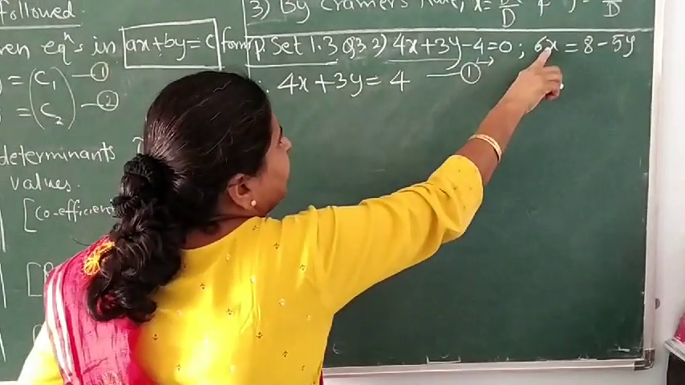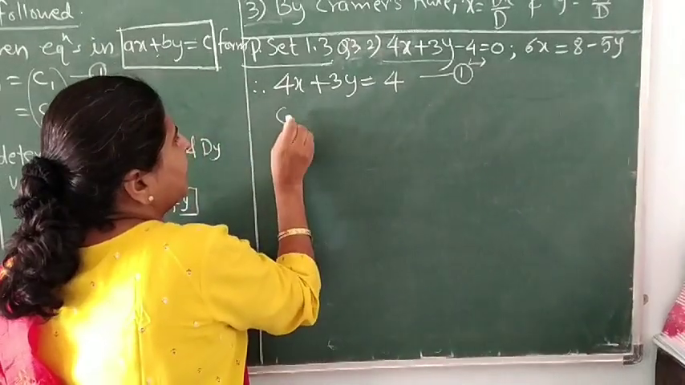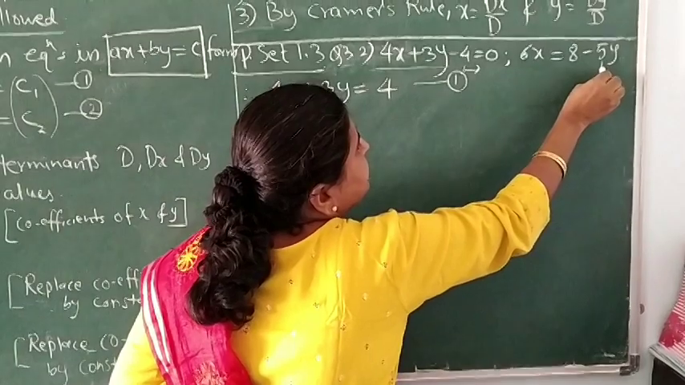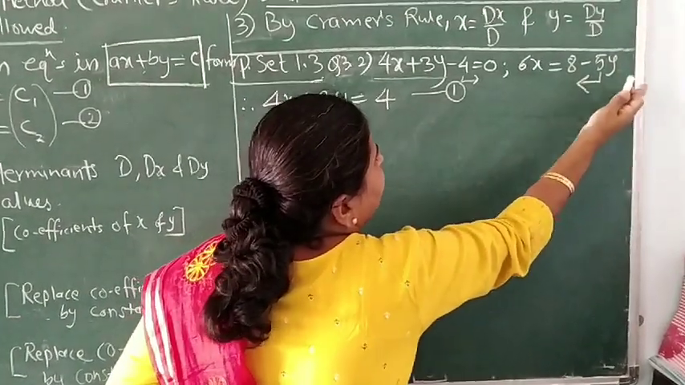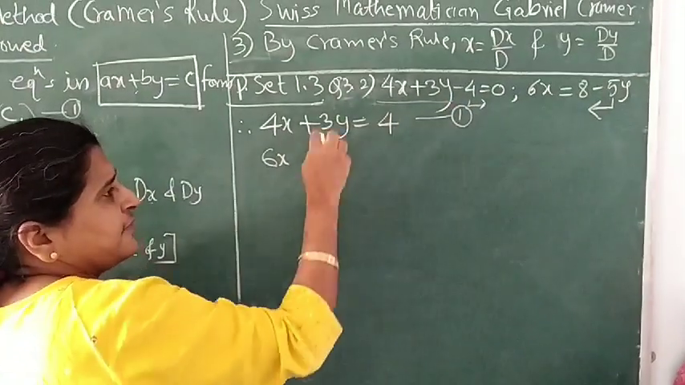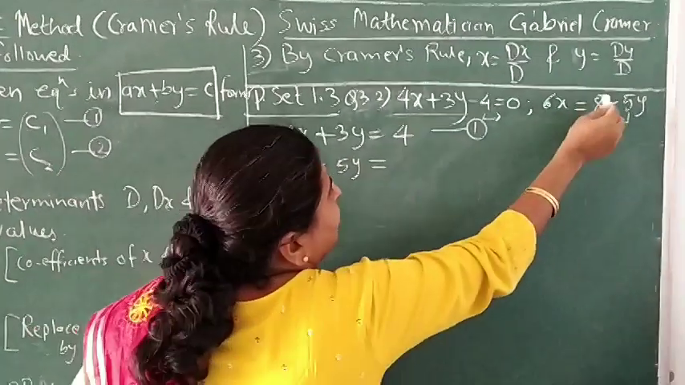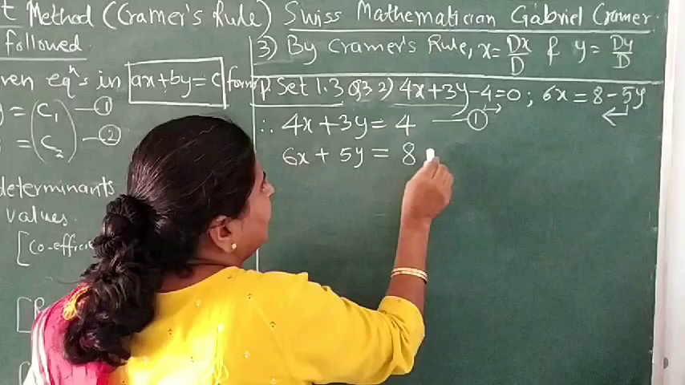And what is the second equation? 6x, which is on the right, is left on the same side. But now this minus 5y on the right, we want it on the left side. So minus 5y will become plus 5y is equal to the constant on the right side. It is 8 here only.